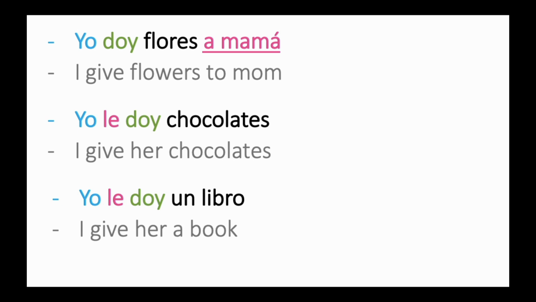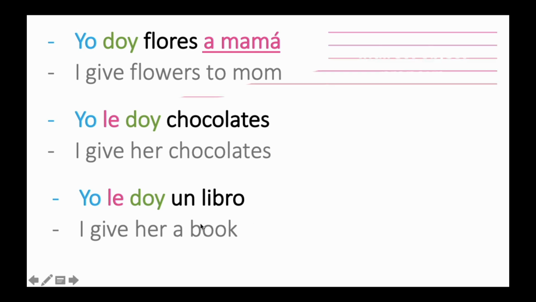Otro ejemplo. Yo le doy un libro. I give her a book. Notice that in English, we place the indirect object pronoun, her, after the verb. I give her. En español, ponemos el pronombre de objeto indirecto antes del verbo. We put it before the conjugated verb.